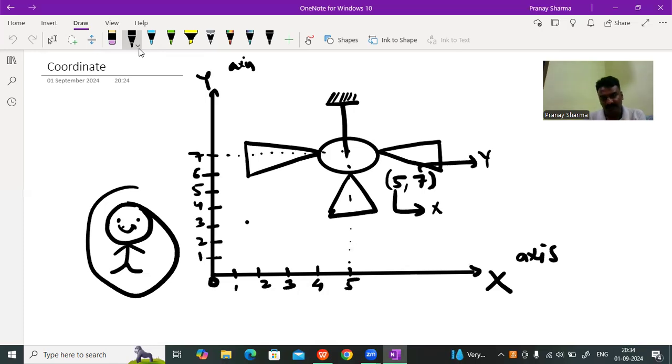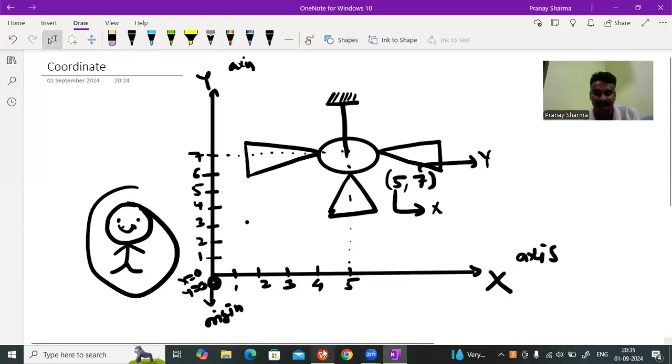The point where these axes intersect, they are actually intersecting perpendicularly, and this point is known as the origin. All right. We usually represent this with O. Here, X will be 0 and Y will also be 0. I hope this point is clear. Now let us move to our slide.